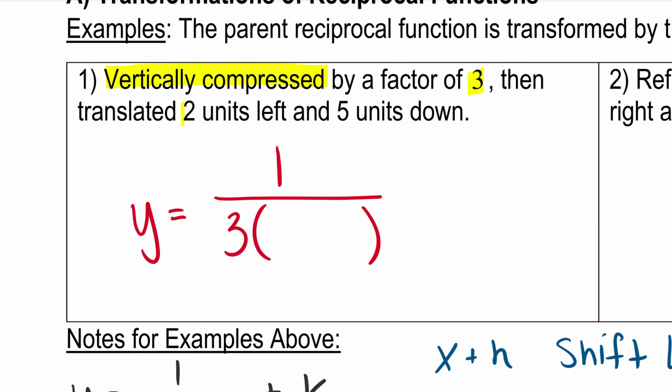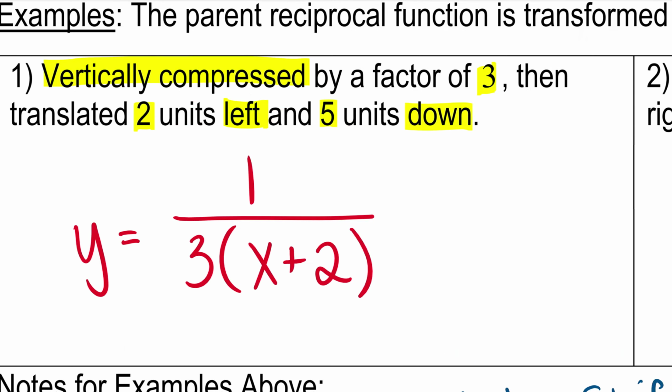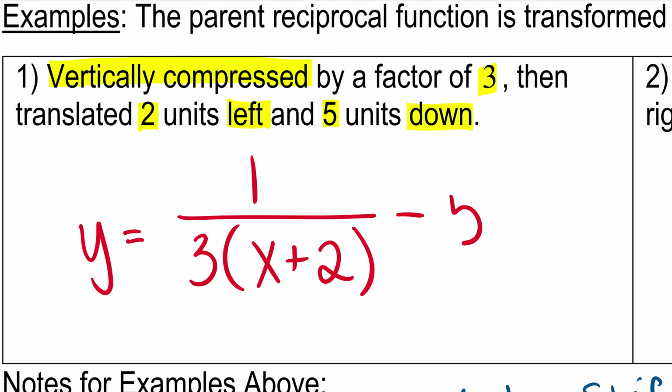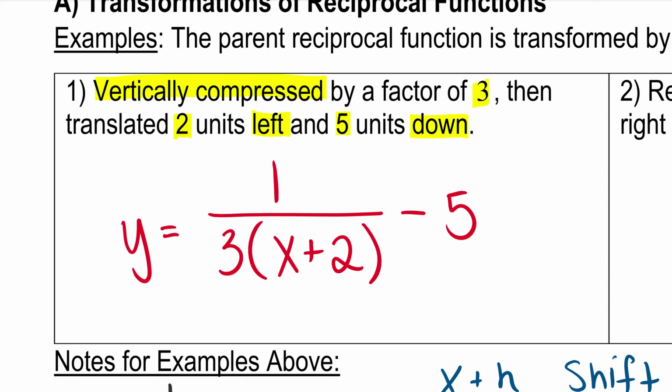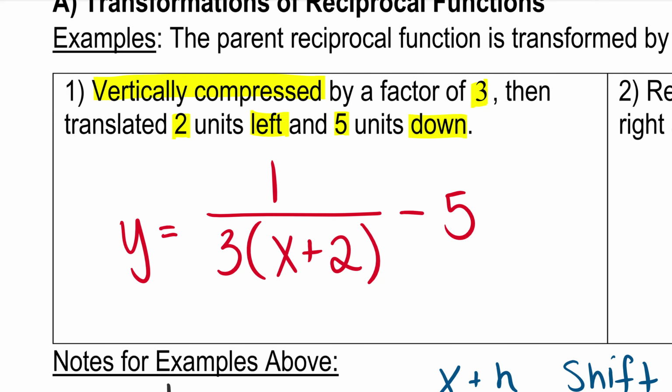Then I go 2 units left. Okay, so remember, going left, I would add the number. So in parentheses, x plus 2. And then last one is 5 down. So then outside the fraction on the end, down is minus 5. Okay, that would be my final answer for all of it. I compress by 3, I move left 2, and then down 5.